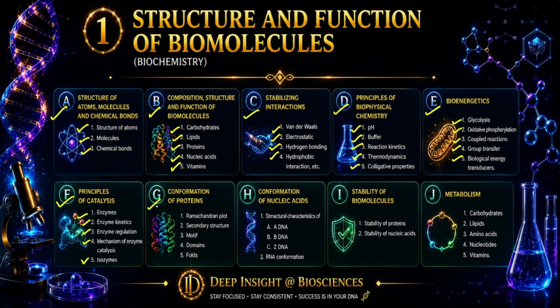Seventh, conformation of proteins, including the Ramachandran plot, secondary structure, motifs, domains, and folds. Eighth, conformation of nucleic acids, covering the structural characteristics of A-DNA, B-DNA, Z-DNA, and RNA conformations. Ninth, stability of biomolecules, focusing on the stability of proteins and nucleic acids. Finally, metabolism, covering carbohydrates, lipids, amino acids, nucleotides, and vitamins. In the next slide, we will discuss the importance and preparation strategy for each of these topics in detail.